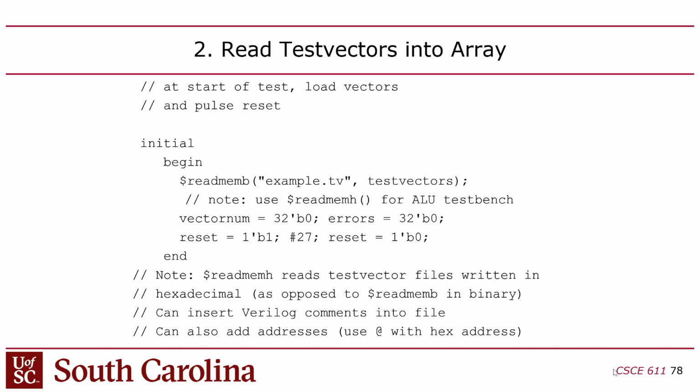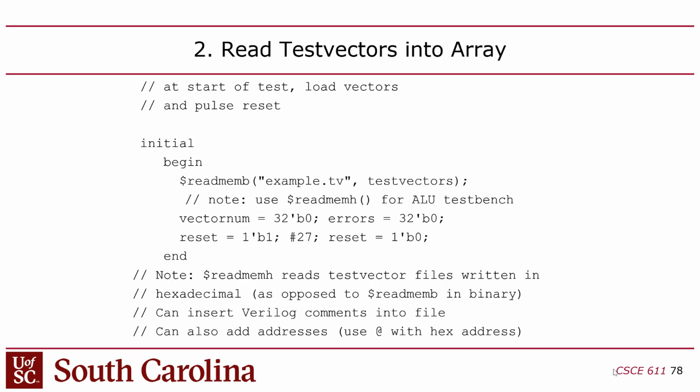Okay, so now we're continuing. Now I have an initial statement, and I use this $readmemb. I read the vectors out of example.tv into my test vectors file. There's an optional third parameter that tells it how many to read. In this case, they don't have that. I think you might get a warning saying I was only able to read 16 vectors or whatever, but that's not a big deal. There's a readmemb and a readmemh. One assumes binary data, the other assumes hex data.